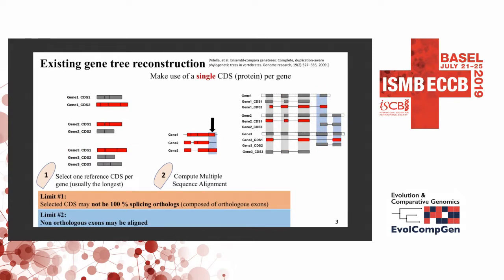Second, the manner in which they compute their multiple alignment may contain some errors. For example, they may align 2 non-orthologous exons in the same block, which is the case of the exons in the blue column. They are non-orthologous and they are aligned in the same block.